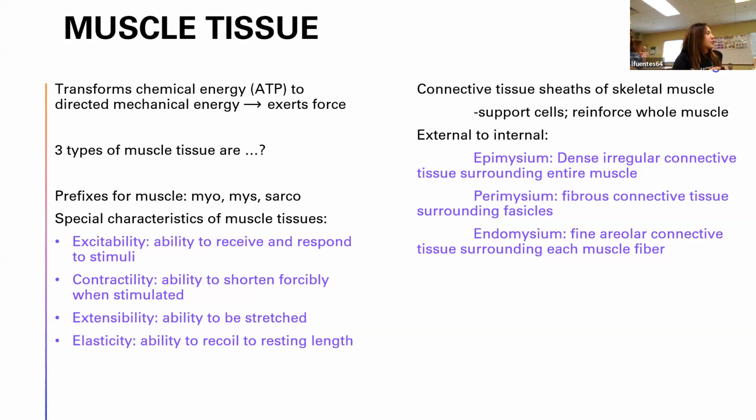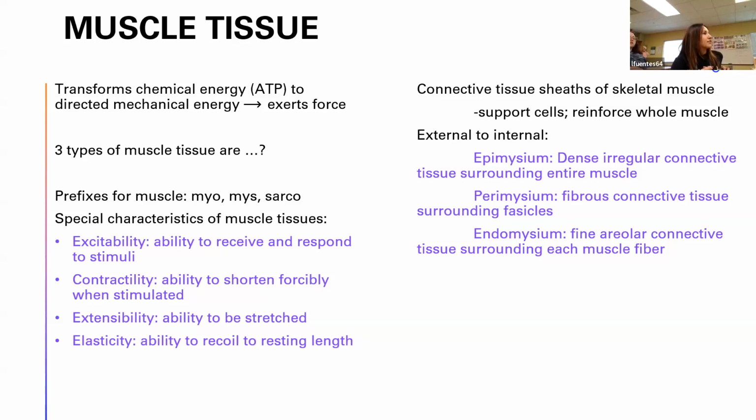Excitability is the ability to receive and respond to stimuli. Contractility is the ability to shorten forcibly when stimulated. Extensibility is the ability for your muscle to be stretched. And then elasticity is the ability to recoil to resting length. So make sure you know the 4 of those.